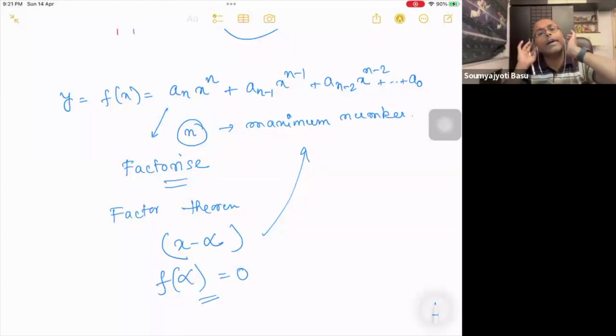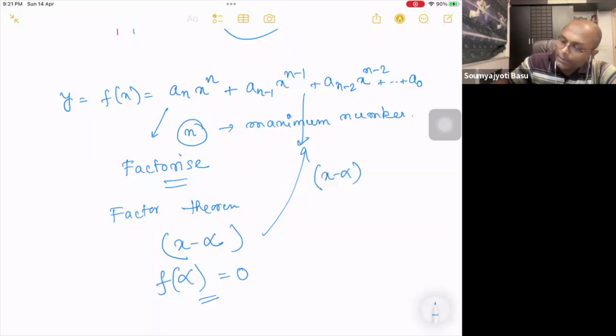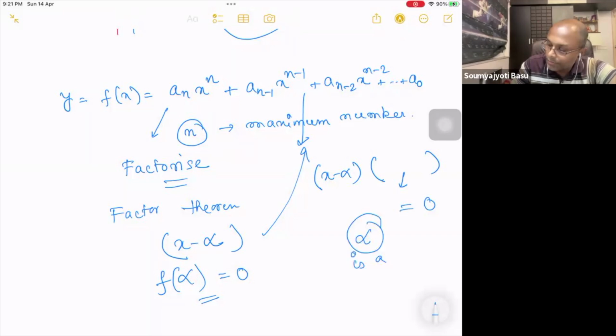Why am I saying that factorization is important? If you are able to factorize this, let's say, into x minus alpha times some other polynomial function of lower order equal to 0, you can see that alpha is a root. In order to solve an inequality, you need to find out the roots, right? So factorization is important. And these roots help us to find out the intervals of positive sign, negative sign.